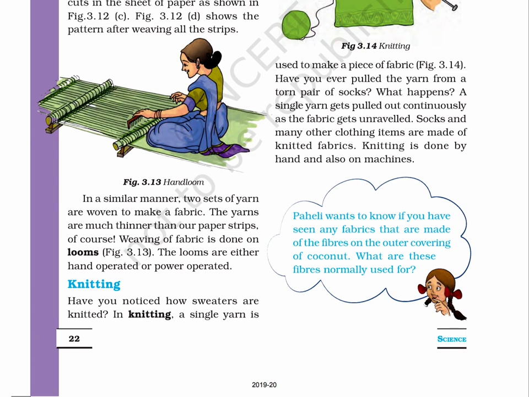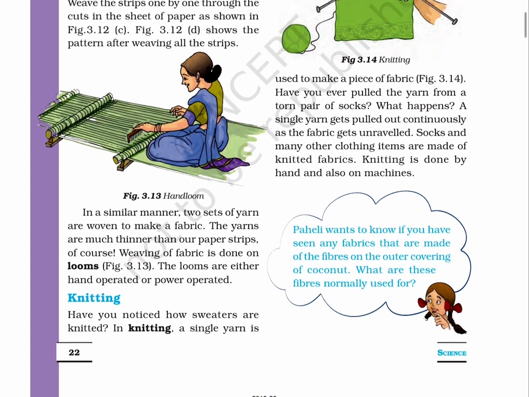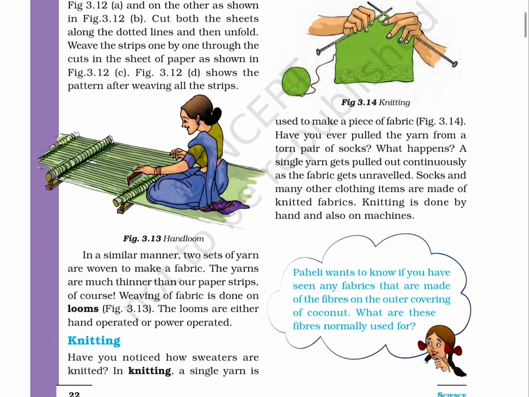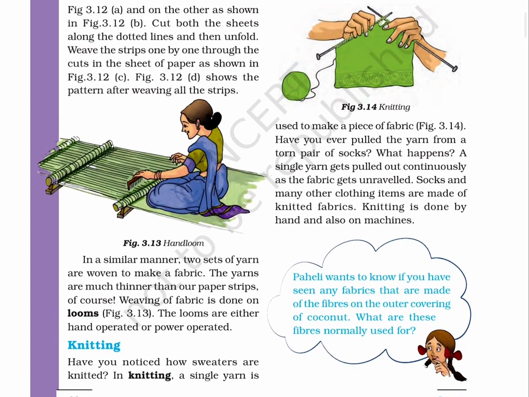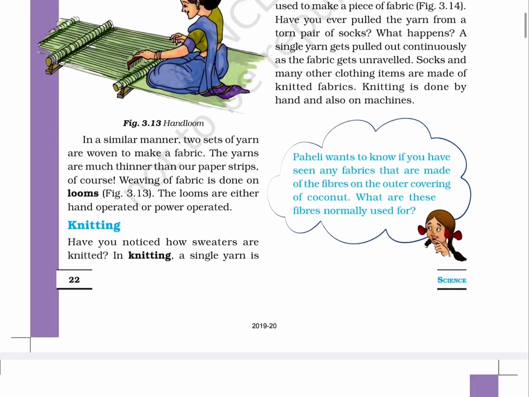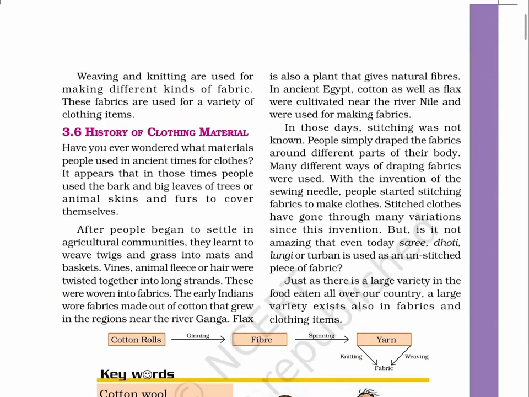Figure 3.14 shows knitting. Here is a picture of Paheli. She wants to know if you have seen any fabrics that are made of the fibers on the outer covering of coconut. What are these fibers normally used for? Weaving and knitting are used for making different kinds of fabric. These fabrics are used for a variety of clothing items.